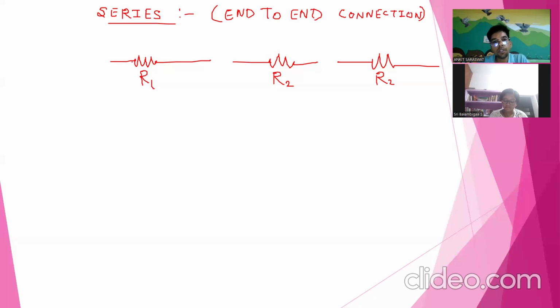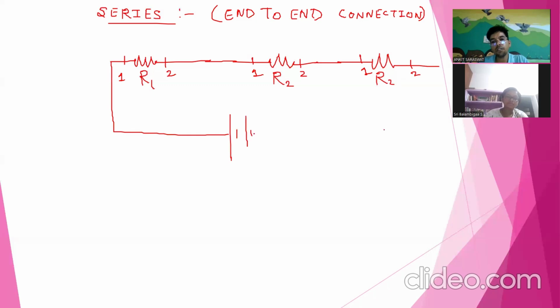So you can see end to end means, for example, numbering 1, 2 here, then 1, 2, 1, 2. Then 2 is connected with 1, 2 is connected with 1, like this. This is the series combination. And this is connected with a battery or cell. Here voltage is V. For example, the battery has the voltage V. It will supply a current I.